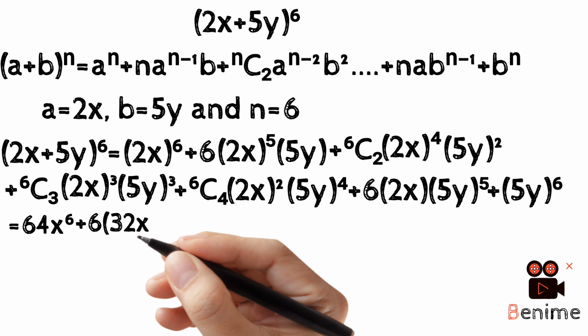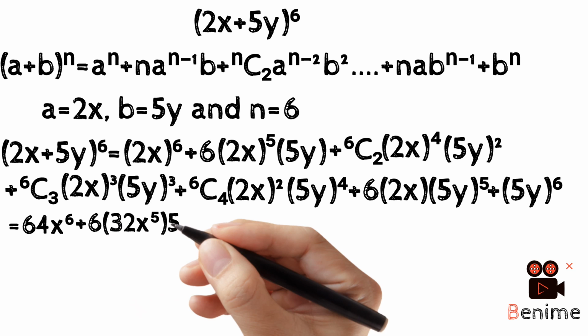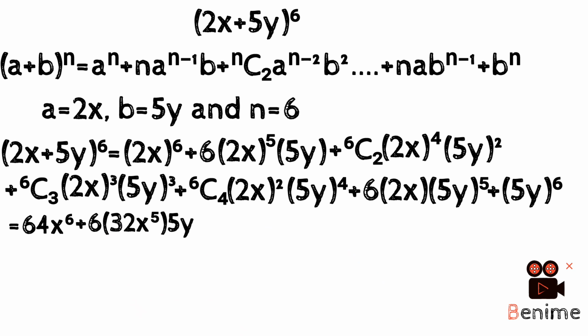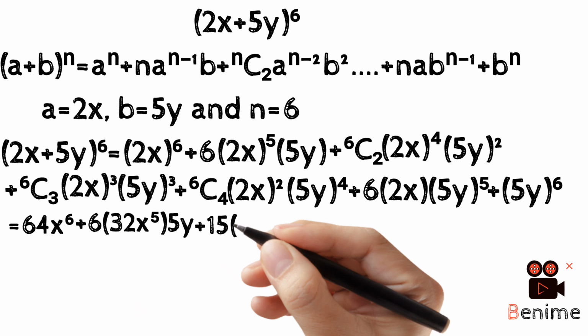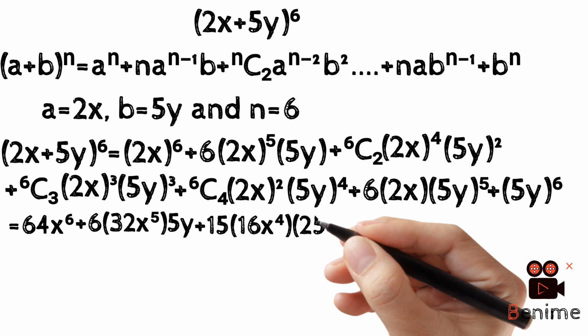Then x raised to the power of 5, close bracket. Then 5y is there. Then the next term that has 6 combination 2. If you get 6 combination 2 in your calculator, it's 15. You can manually solve 6 combination 2. You get 15. Now you have 2x raised to the power of 4. 2 raised to the power of 4 is 16. That's 16x raised to the power of 4.